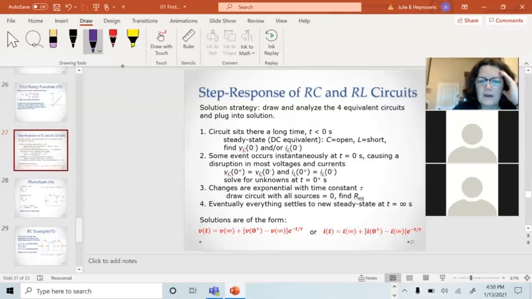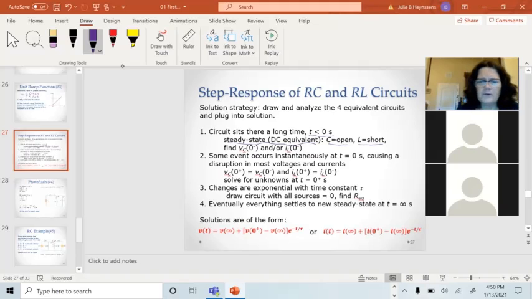Let's look at this. The circuit, it's been sitting there for a long time. It's been sitting there since t equals infinity, we pretend like. And we're looking at the little nanoparticle, nanosecond, femtosecond right before it switches. It's steady state at that point. And when it's in steady state, we're doing a DC equivalent circuit. So all the capacitors are going to be open, all the inductors are going to be shorts. It's the easiest thing I can do to simplify the circuit.